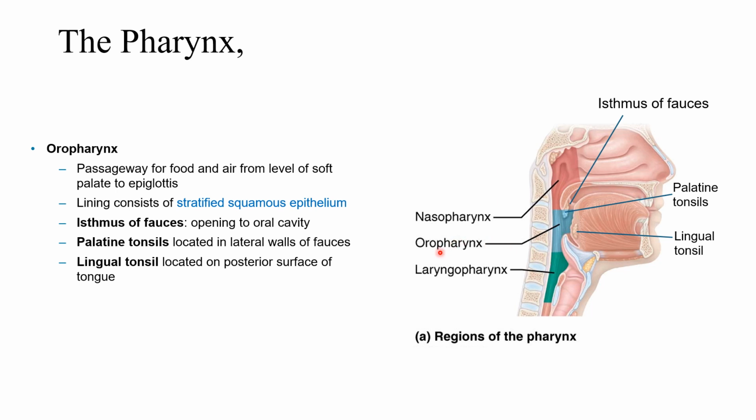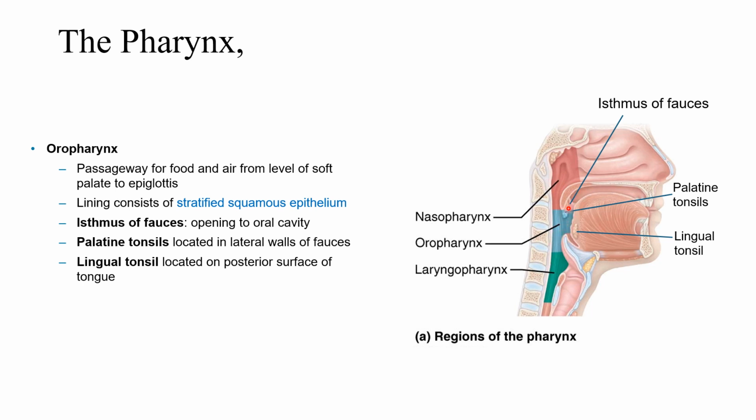Second part of the pharynx is known as the oropharynx. It is the passageway for food and air from the level of the soft palate. So this is soft palate. At the level of the soft palate, now we have oropharynx, and it is also lined by epithelium, and the epithelium is stratified squamous epithelium. So over here it was pseudostratified columnar epithelium like the nose, but now over here it is stratified squamous epithelium like the oral cavity.